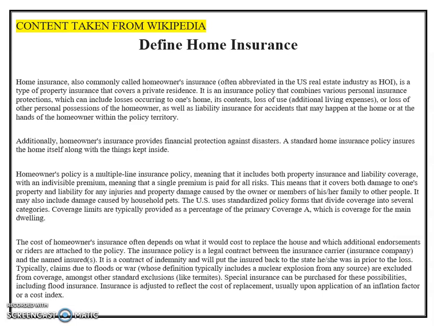The US uses standardized policy forms that divide coverage into several categories. Coverage limits are typically provided as a percentage of primary coverage, which is coverage for the main dwelling. The cost of homeowner insurance often depends on what it would cost to replace the house and which additional endorsements or riders are attached to the policy.